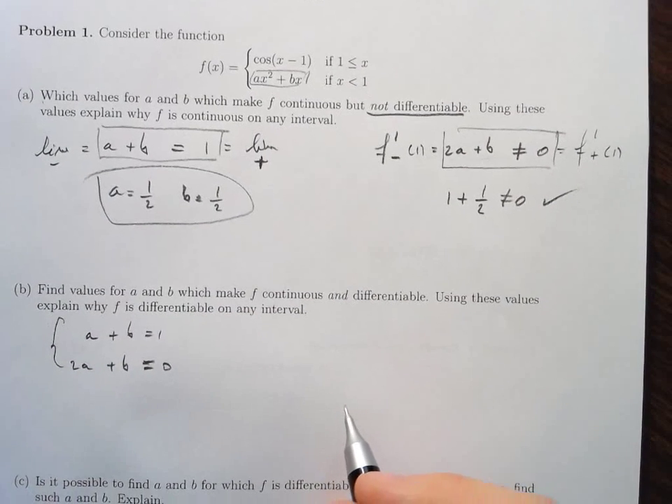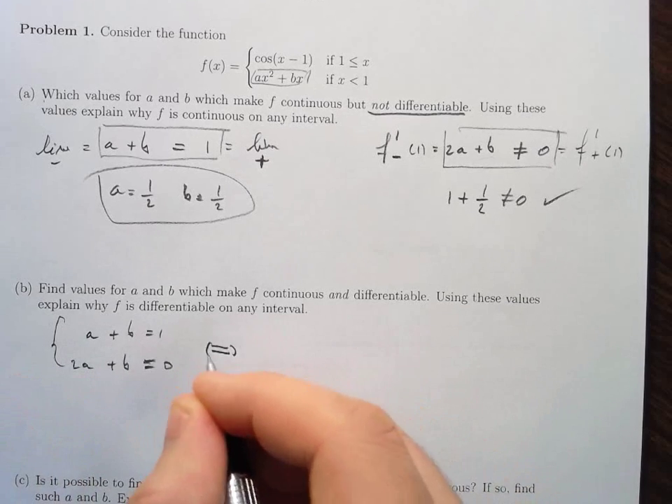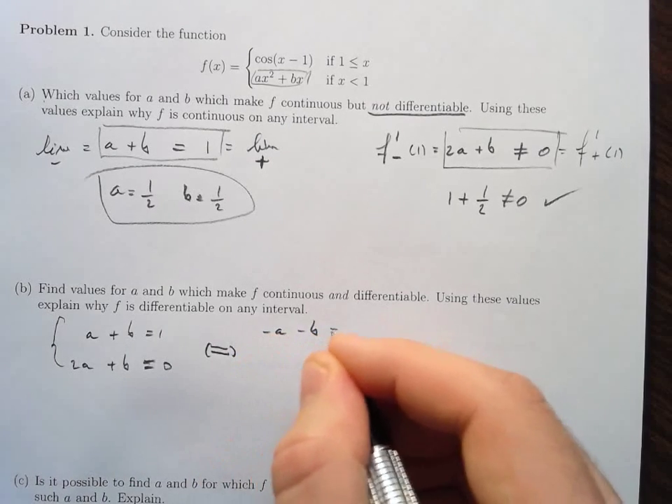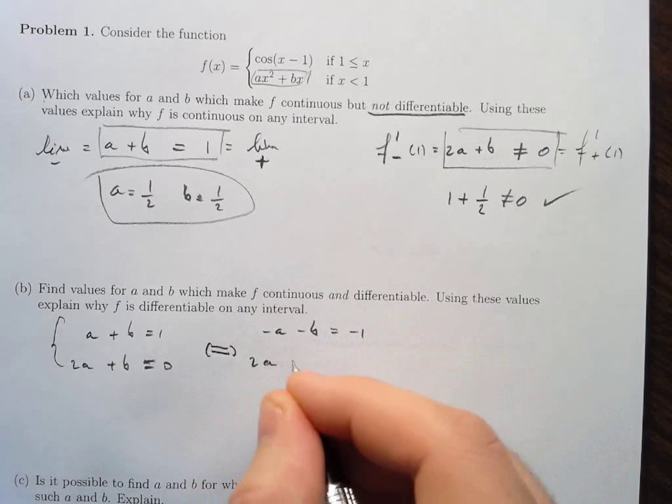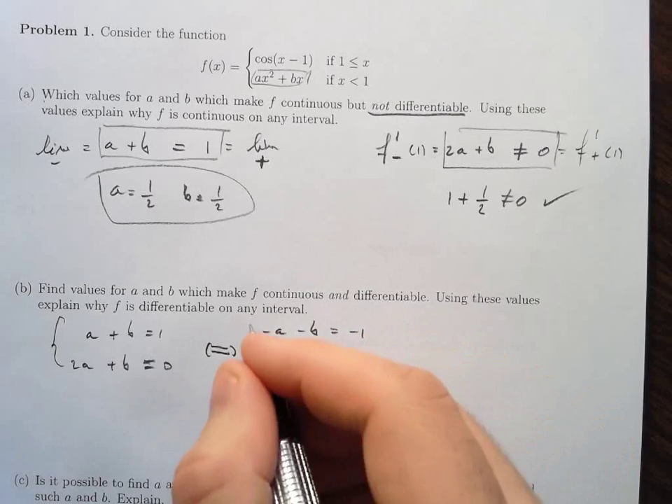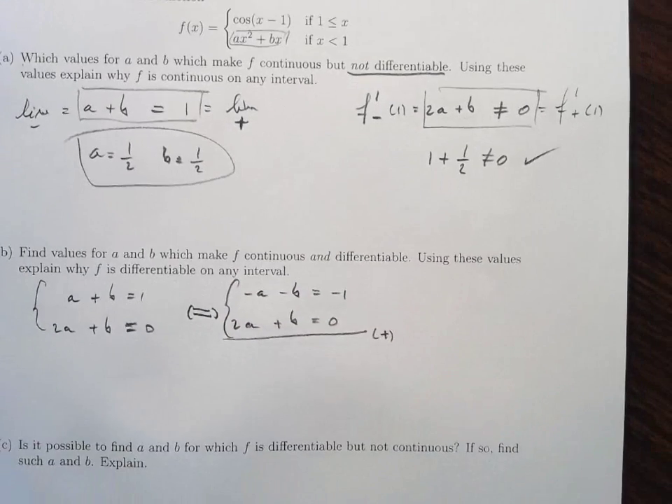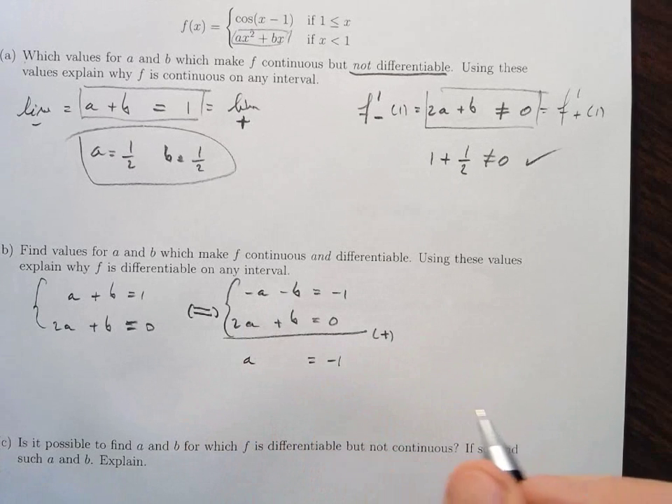So let's see, what can we do here? How about I take the first equation and multiply it by negative 1, so I end up with negative a minus b equals minus 1. I copy down the second one, so 2a plus b equals 0. And let's see what happens if I add the two. Over here I'm going to end up with just a equals minus 1.